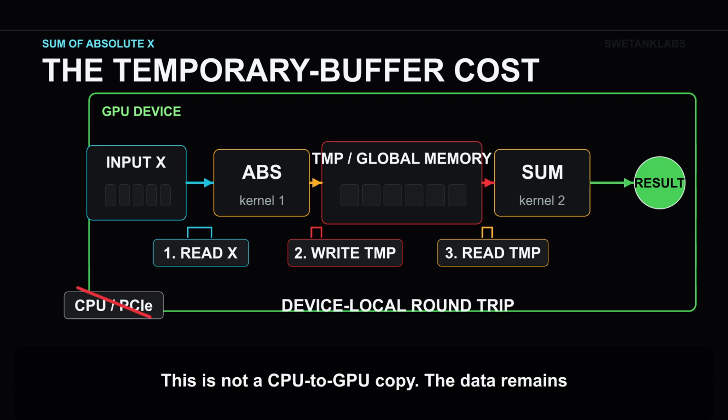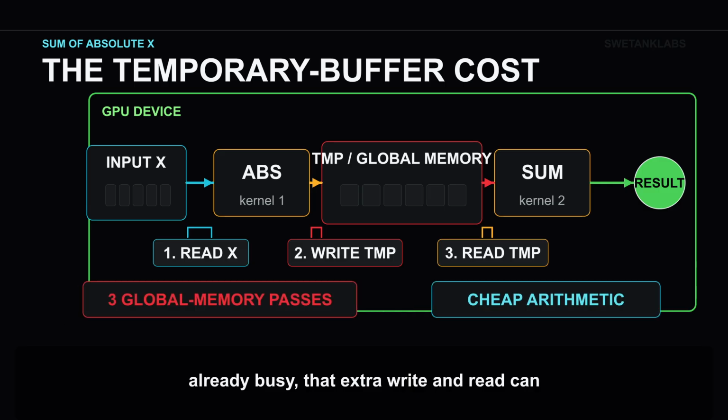This is not a CPU to GPU copy. The data remains on the GPU. The waste is the round trip through device memory between kernels. If the arithmetic is cheap and memory bandwidth is already busy, that extra write and read can dominate the runtime.